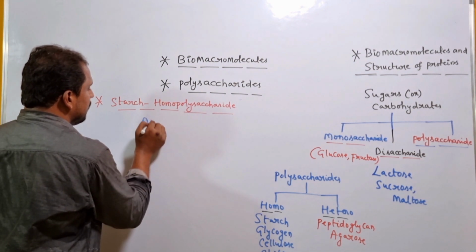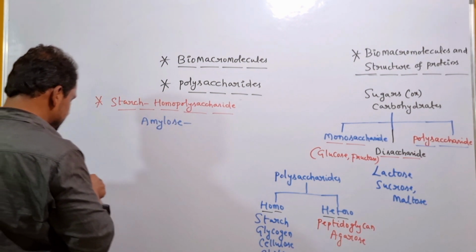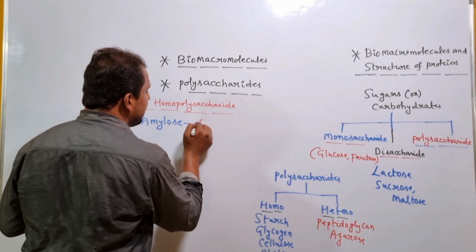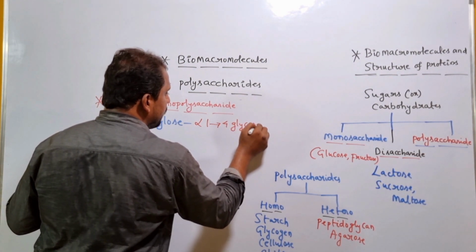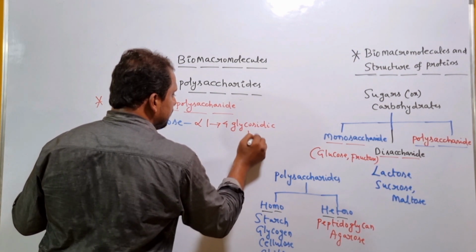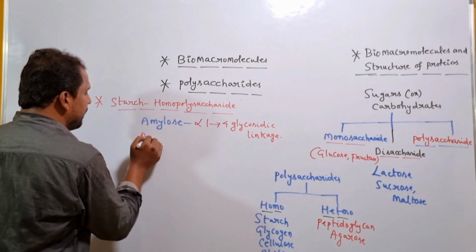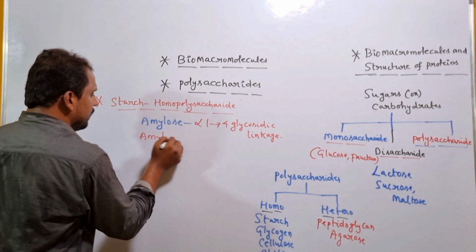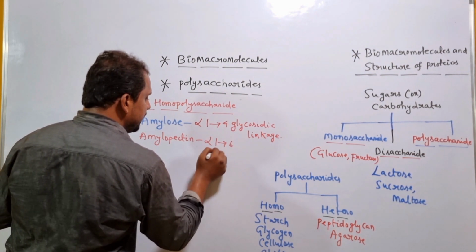Amylose, which is linked by alpha-1,4 glycosidic linkage. And the other polymer is nothing but what? Amylopectin, which is linked by alpha-1,6 glycosidic linkage.